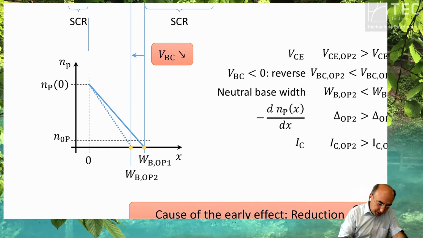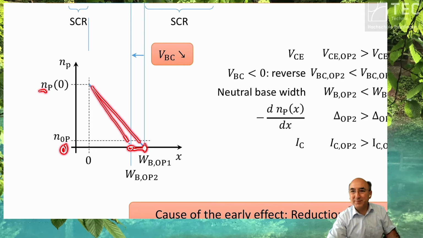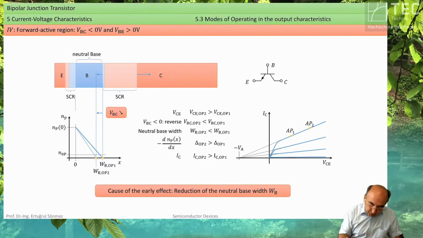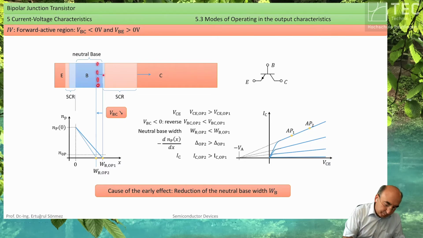This push into the base of this space charge boundary changes the point where the concentration of the minorities gets 0. This change of the location of 0 changes the slope. The slope increases. And if the slope increases, your collector current increases. So the increase in the collector current due to the increase of the collector emitter voltage is caused by the space charge boundary pushed into the base.